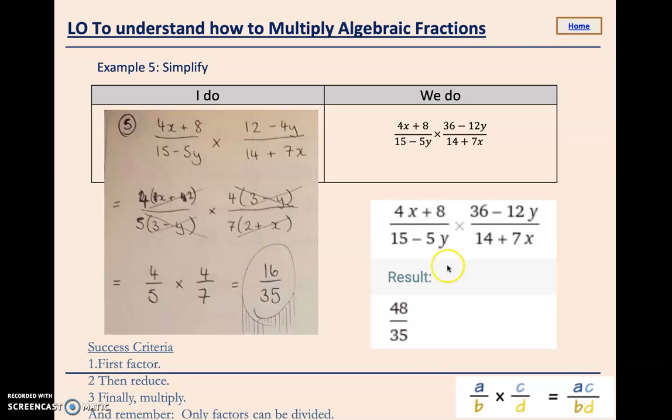And there is your answer for the we do. So we end up with 48 over 35. Make sure you're copying that down. Make sure you're marking it correct if you've got it correct. Well done.